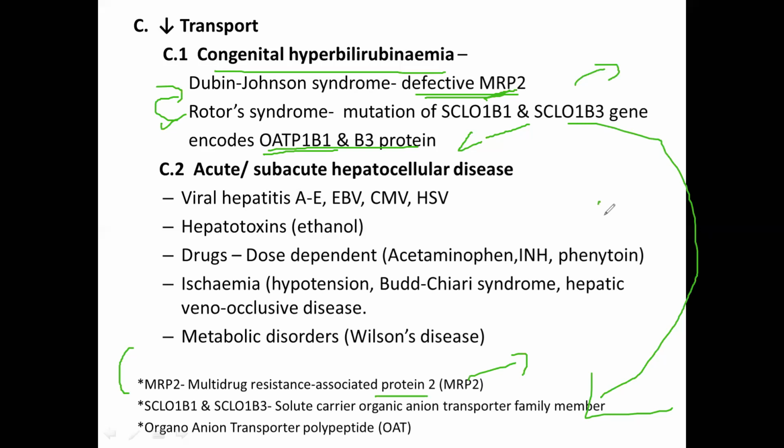Suppose here is a hepatocyte and here is the blood. From this blood, the bilirubin is taken up into the hepatocytes by these proteins. So if these proteins are defective, what will happen? Bilirubin from this side will not enter into the hepatocytes. So that again causes hyperbilirubinemia.